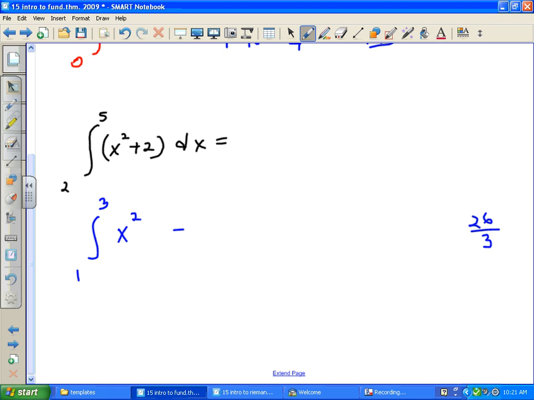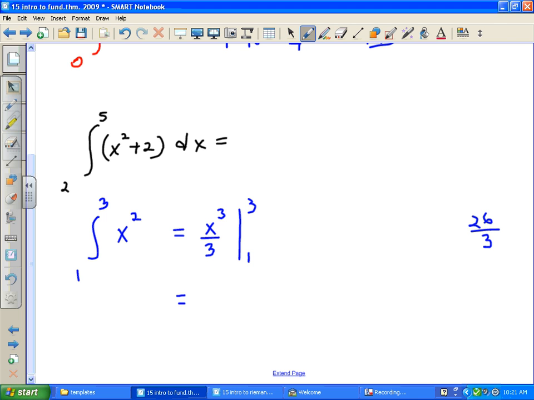OK, let's check this one right now with the fundamental theorem. First thing we're going to do is take the antiderivative of the function x squared, which is exactly x to the 3rd over 3. And then we're going to plug in the limits, going from 1 to 3.